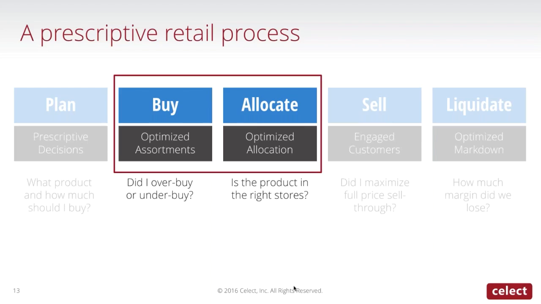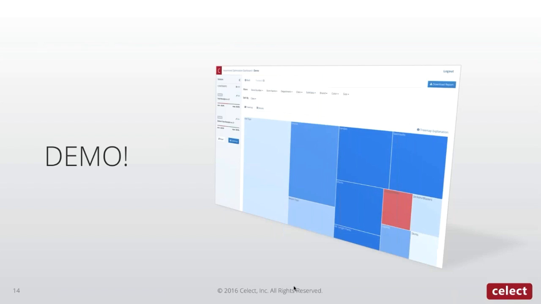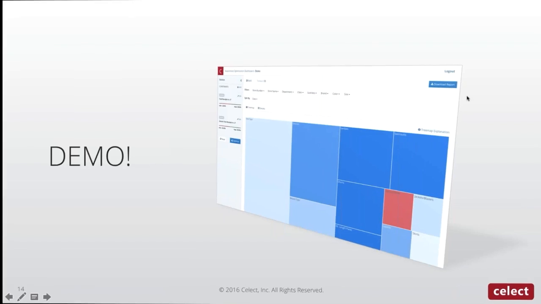So we're going to show you some of this. Today we're taking the buy and allocate part of the retail process that you see, and we're going to talk a little bit about this part of the process specifically in an example related to optimizing brands across stores. So Carrie, why don't we jump over into that? I think I've talked enough about theory, and we can actually see what's going on here. So let me flip this over to you.